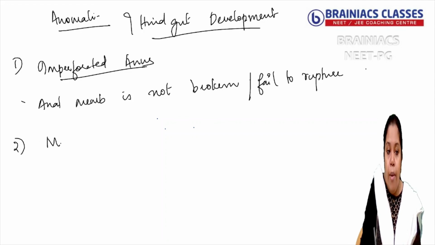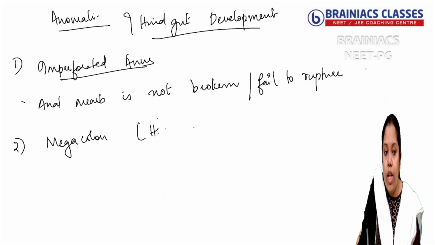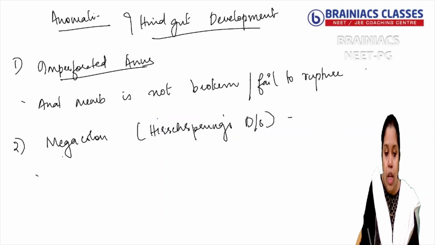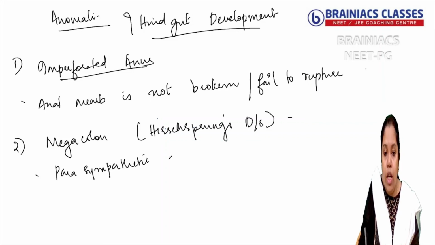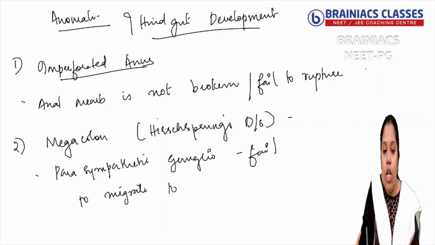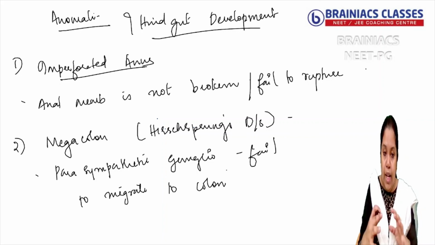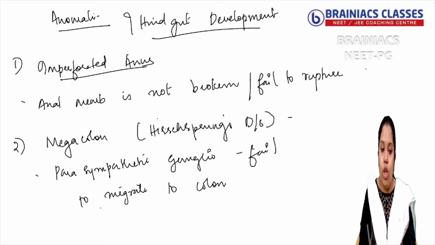Second one is megacolon. It's also called Hirschsprung's disease. What happens here? Here the parasympathetic ganglion fails to migrate to the colon. The parasympathetic ganglion will fail to migrate to the colon.